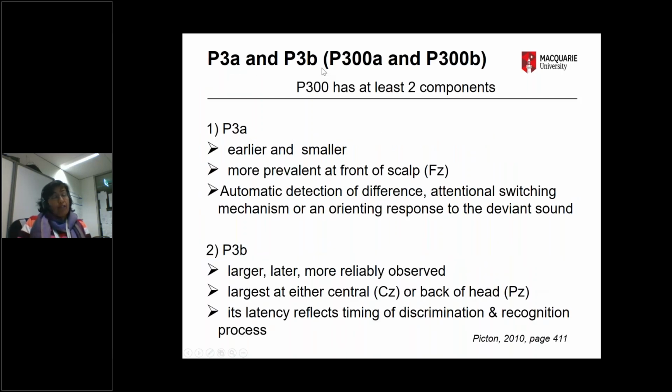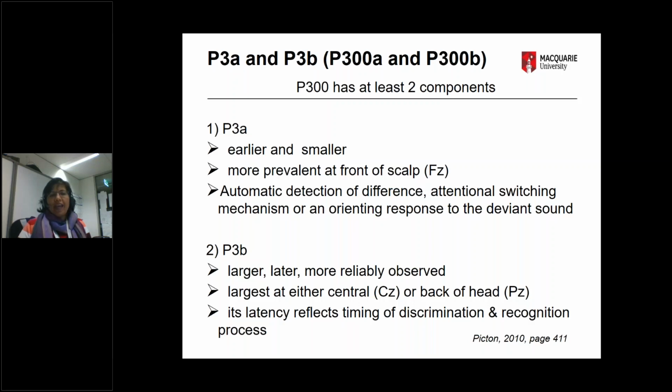Now, I did say P3A, which implies that there is a P3B. I said P3B, and therefore there is a P3A. Picton, in his book, and I've got a reference at the end for his book, says that there are many dwellings in this neighborhood. So when you look within this region of 300 to 500 milliseconds, there are quite a few different responses. But the ones we are going to concentrate on today, and mostly, even if you were to try this in your clinic setting, would be P3A and B.